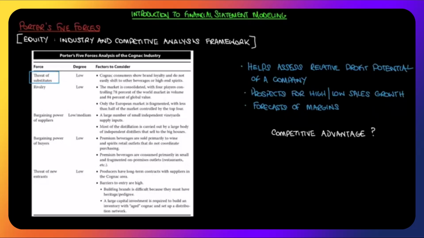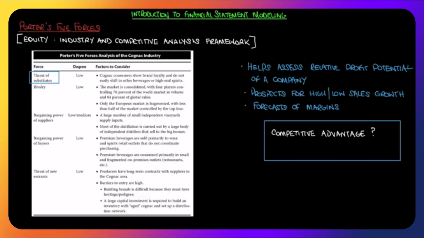The competitive position and level of competitive advantage of a business is impacted by the threat of substitutes. Are there adequate, numerous substitutes out there that customers should just switch to in a minute without even blinking an eye? Well, for the cognac industry, no. Turns out that consumers are very loyal. There's high brand loyalty. They don't shift to other beverages or high-end spirits. If you're a cognac drinker, you stick to your favorite cognac. So there is a low threat of substitutes.